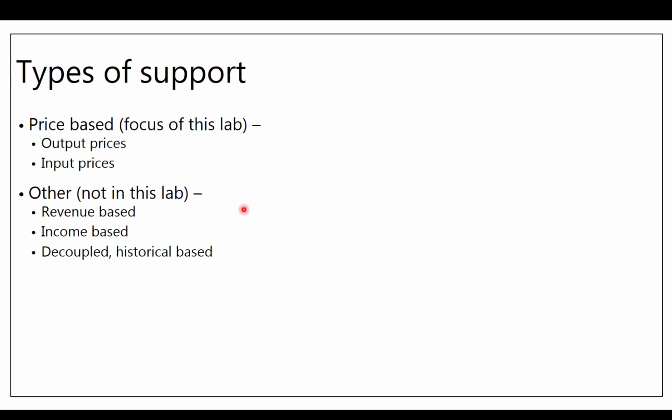Okay, so we're going to focus on the types of support that producers may get, and we're only going to focus on two of those in this lab. Those are the ones that are based on the price, so we call that price-based support. It basically says you get an output price or an input price that you have to pay, and it's either too low if it's an output price or too high if it's an input price, and we want to change the way that price is received or viewed by the decision maker.